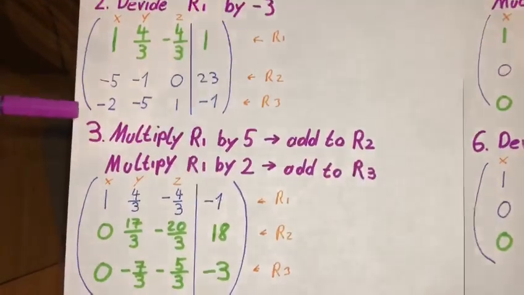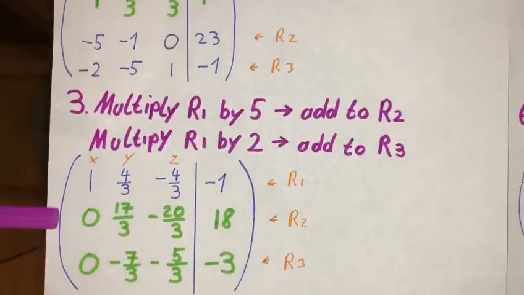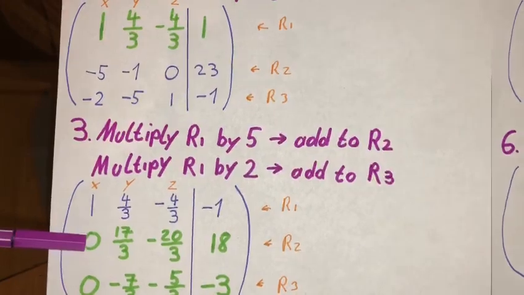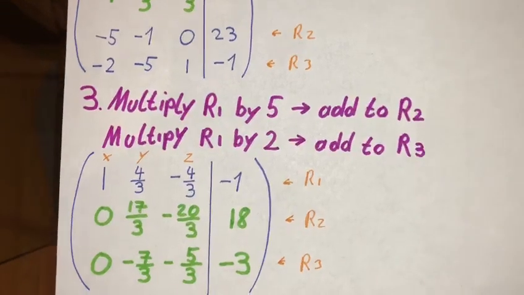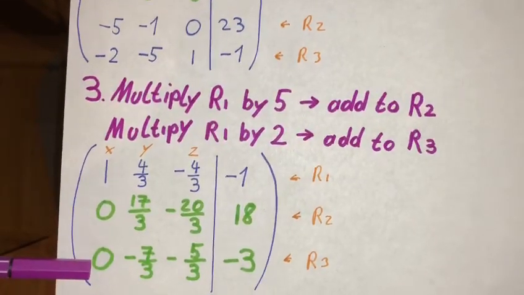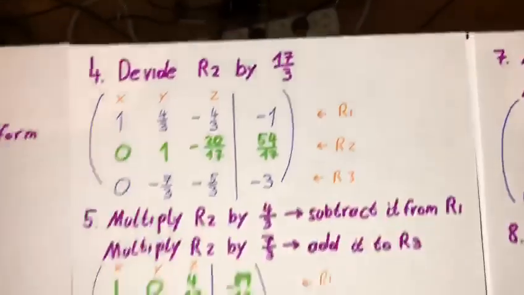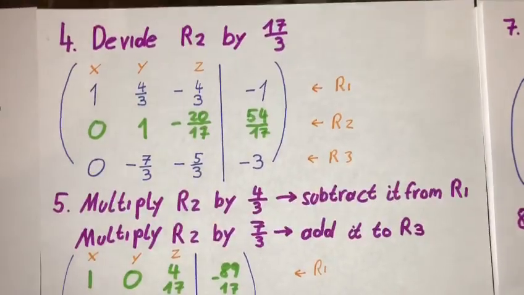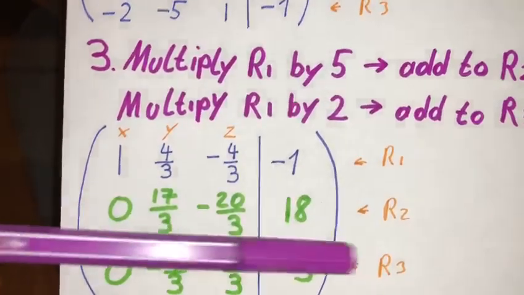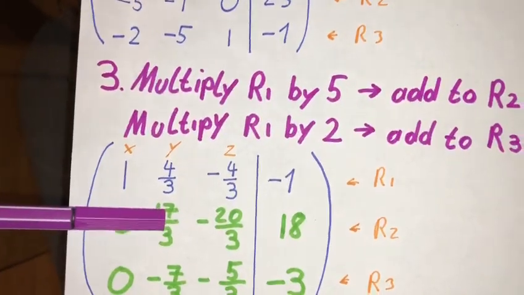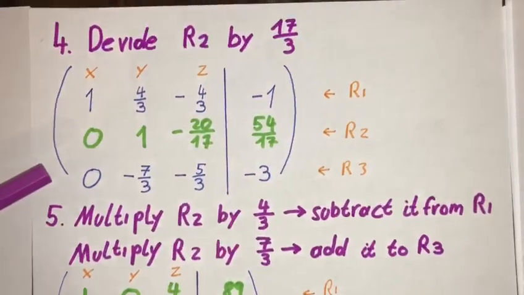The next step will be to multiply the first row by 5 and add it to the second row. So we end up with a 0 over here. And then multiply the first row by 2 and add it to row 3. So we end up with a 0 down here. The next step will be to divide the second row by 17 thirds, so that we end up with a value of 1 over here. When we have done this, we will end up with results like this.